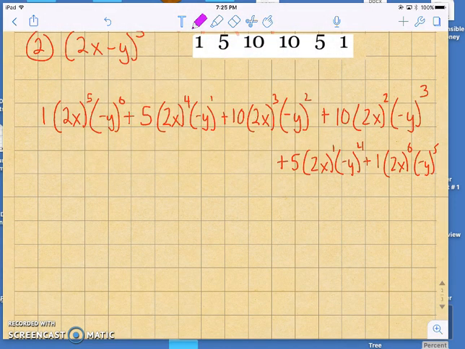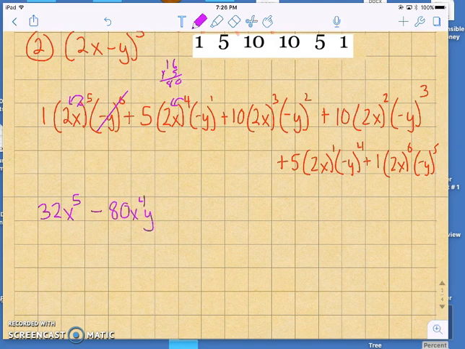So if we take a look at this one, we have to raise both of these to the power. Anything to the 0 power is 1. So 1 times 2 to the fifth would be 32x to the fifth. Plus, let's see, 5 times 2 to the fourth. Well, 2 to the fourth is 16 times 5, so that's 80. But we have that times negative y, so that's not going to be a plus right there, because negative y to the first is minus.